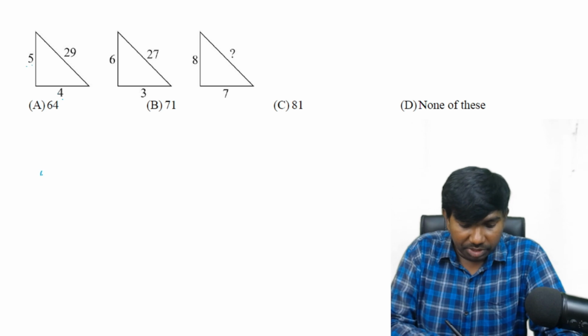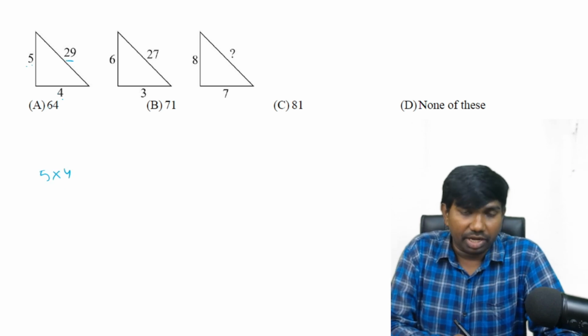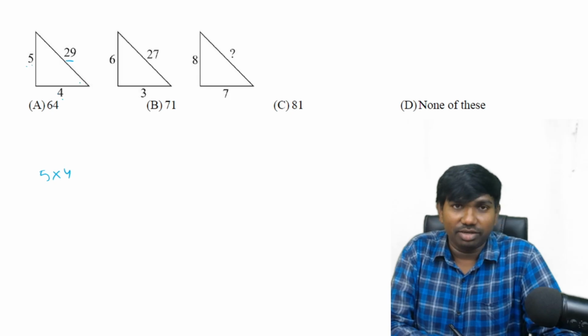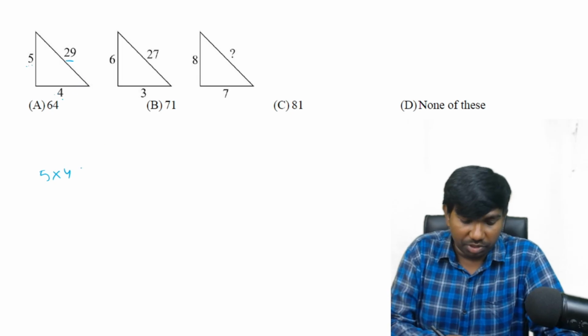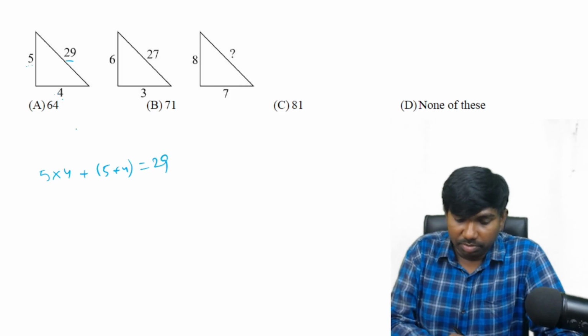5 into 4 is how much? 5 4s are 20 and we need 9 more. How to get 9? Yes, correct. Adding these two numbers again: plus 5 plus 4 is 29. Is this logic suitable for the next figure?